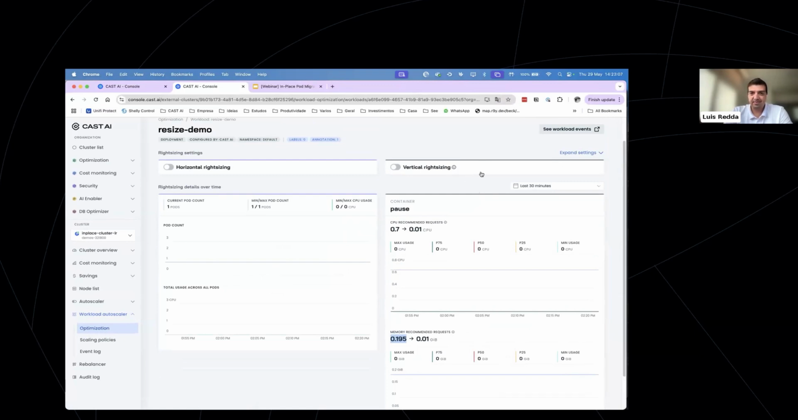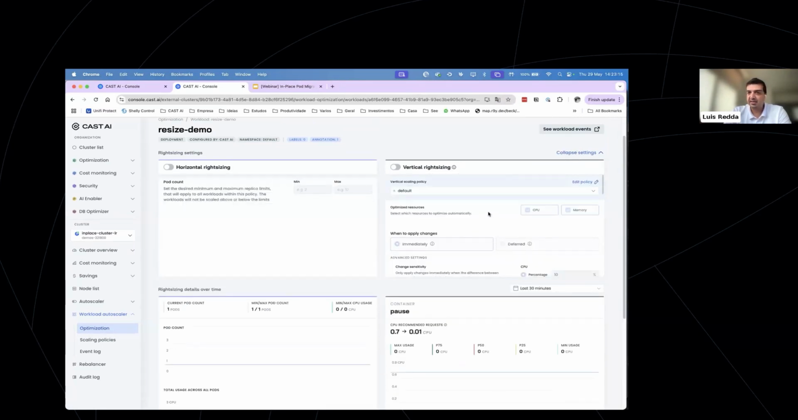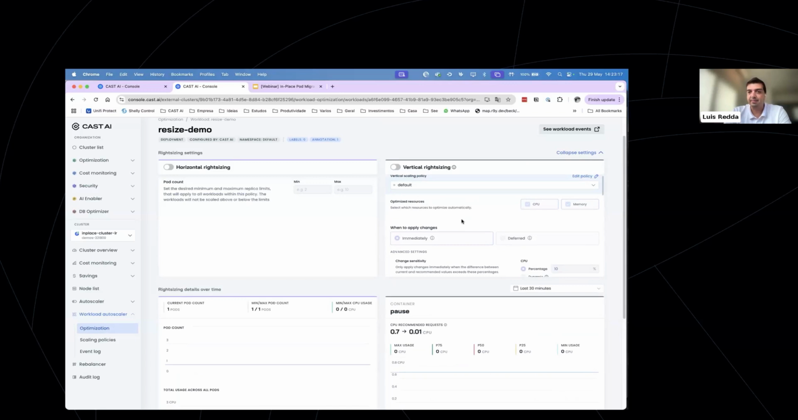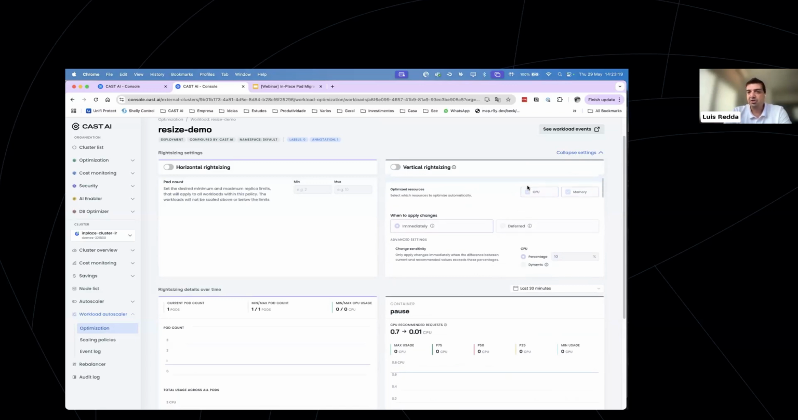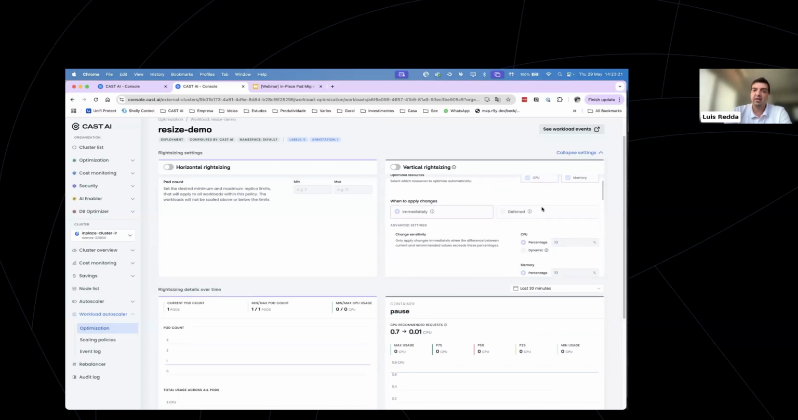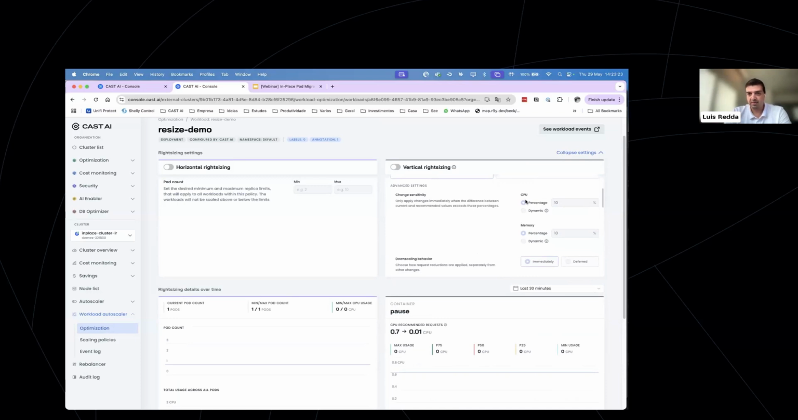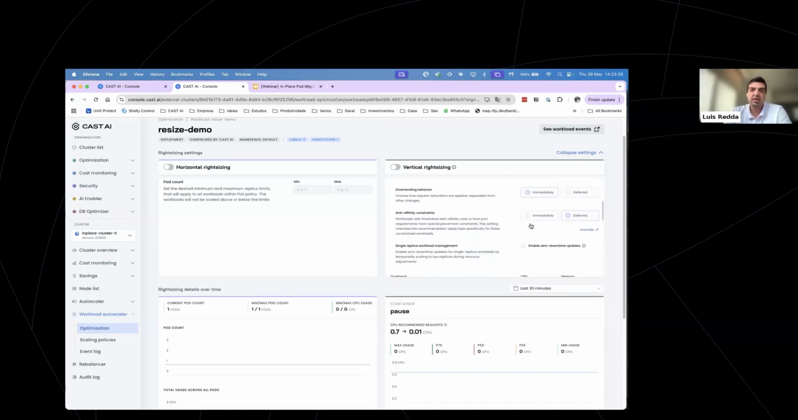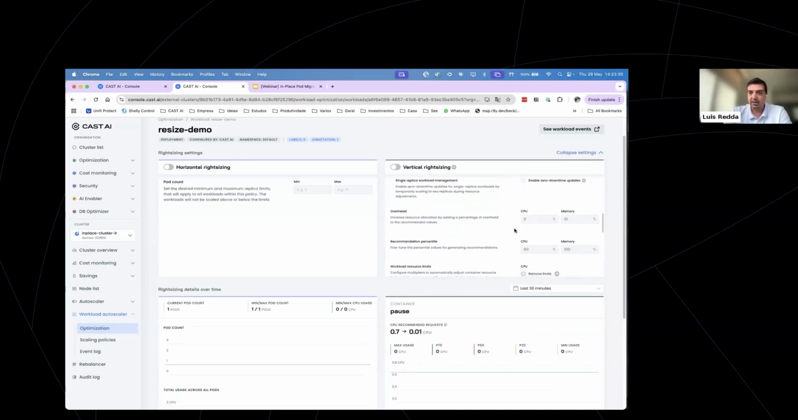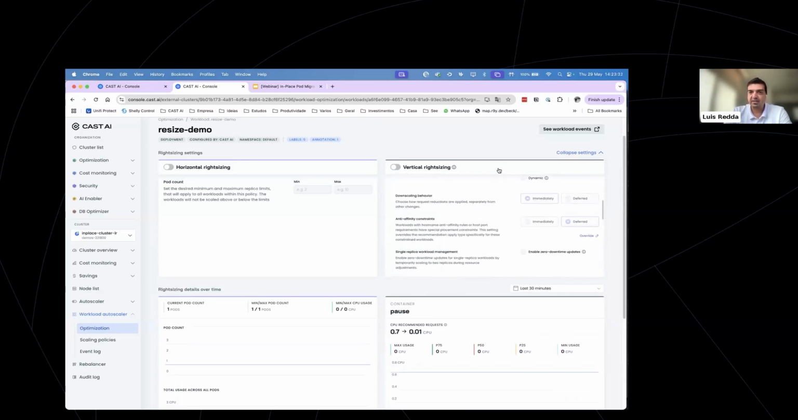And before we enable this to show the change without the restart, I will quickly show how customizable this is. This is the scaling policy. You can define which resources are going to be optimized. You can set some percentage thresholds and a lot of important constraints here.